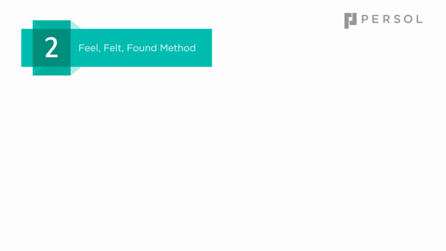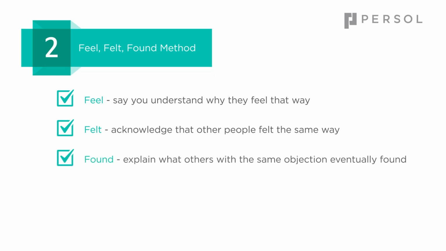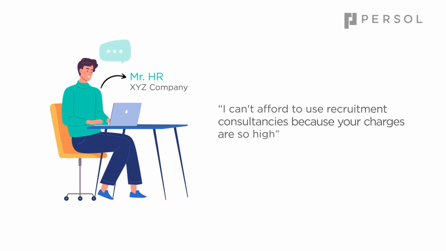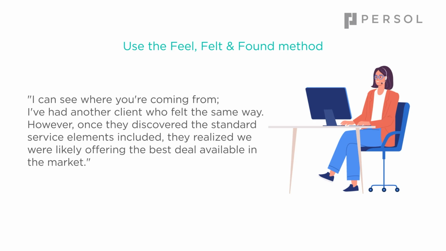Number 2. Another simple but effective approach to handling objections is the feel, felt, found method, a technique of 3 parts. Feel. Say you understand why they feel that way. Felt. Acknowledge that other people felt the same way. Found. Explain what others with the same objection eventually found. Scenario. Mr. HR from XYZ company says, "I can't afford to use recruitment consultancies because your charges are so high." Our approach using the feel, felt, and found method: I can see where you're coming from. I've had another client who felt the same way. However, once they discovered their standard service elements included, they realized we were likely offering the best deal available in the market.